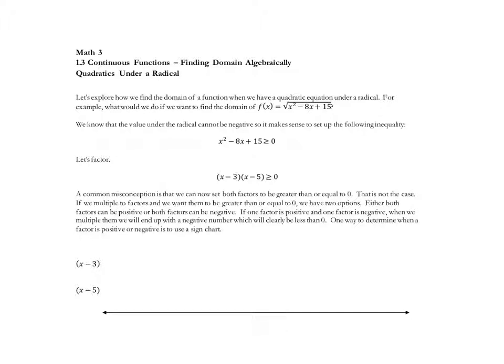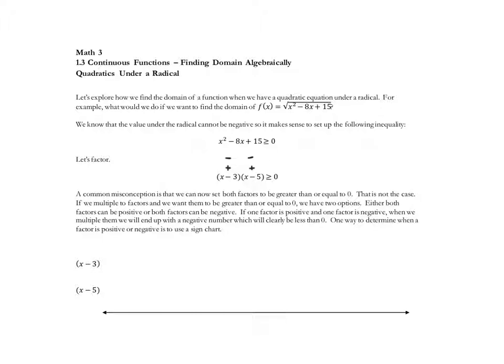When we're multiplying two numbers together, in order to get a positive value, we can either have a positive times a positive, or a negative times a negative, and that will give us a positive value. What will not work is if one term is positive and the other is negative, because a positive times a negative would give us a negative number. One way we can determine that is to use something called a sign chart.